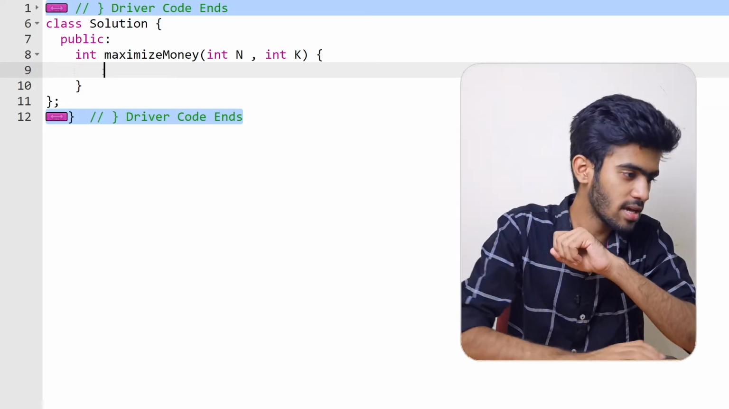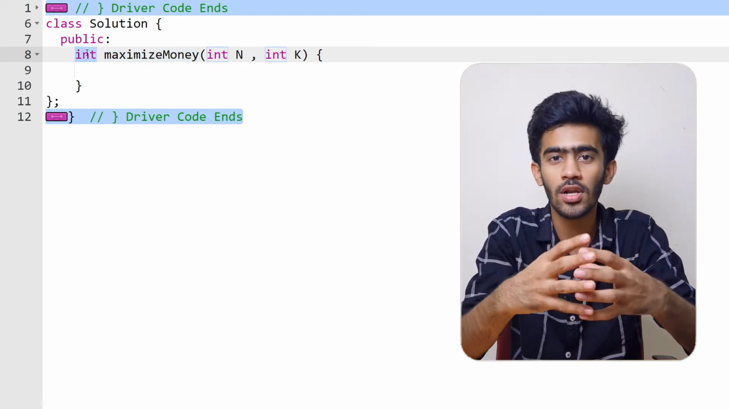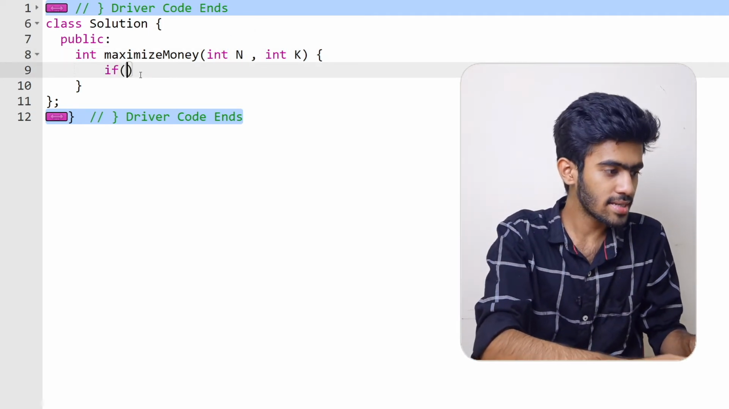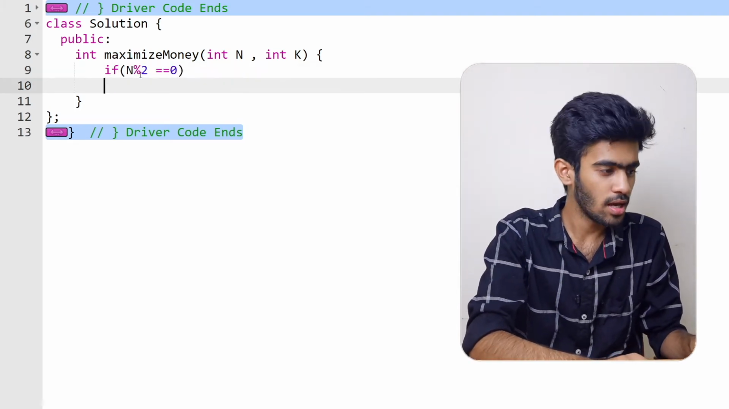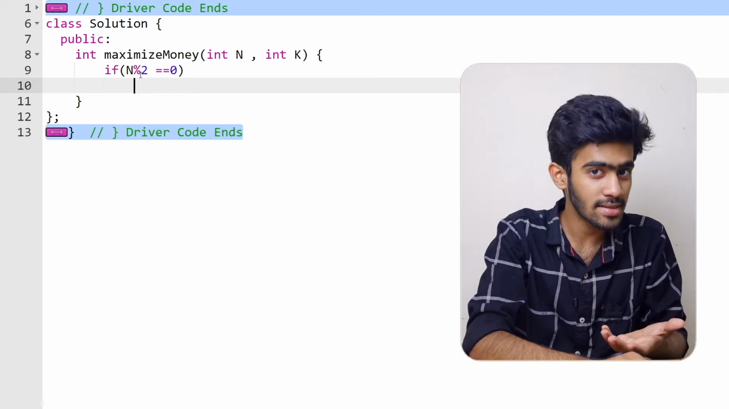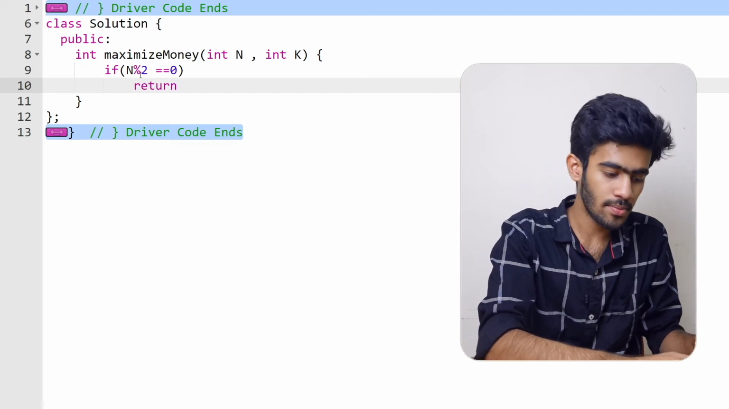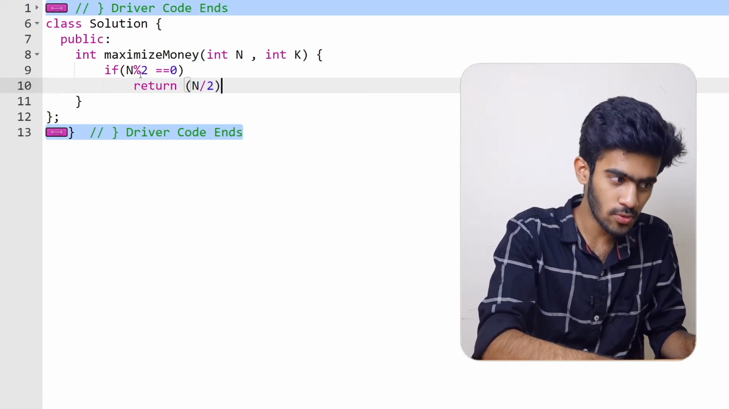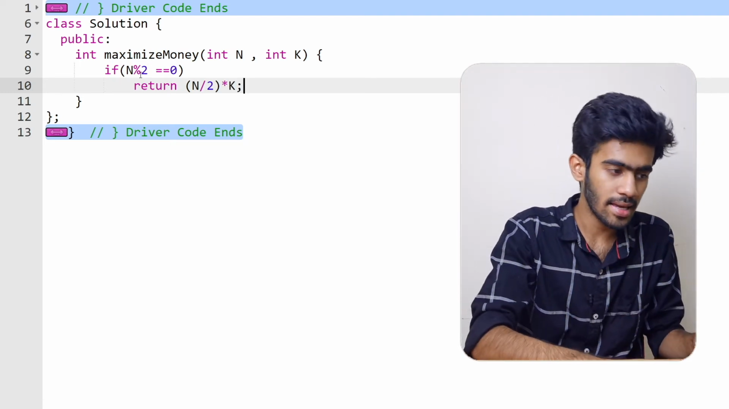Now let's move on to GFG practice and code this logic. So here we are at GFG, we are given the maximize money function, and it returns the integer, of course, that is our answer, that is the total amount of money that you would steal. And n and k are given to us as inputs. So let us start with the first if statement, that is n percentage 2 or n modulo 2 is equal to 0. So it means the value of n that is given to us is even, so there are even number of houses. In that case, what do we return? We return n divided by 2 times that value of k, that is the money that is present in each house.